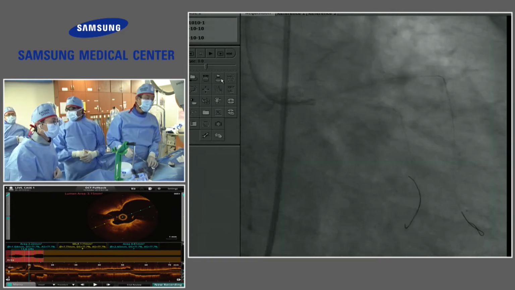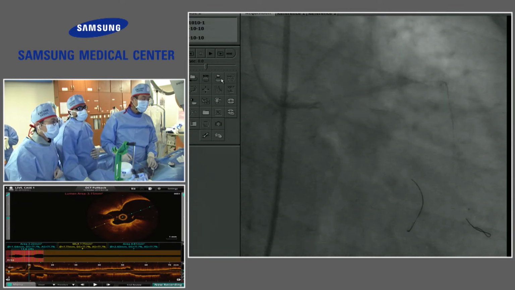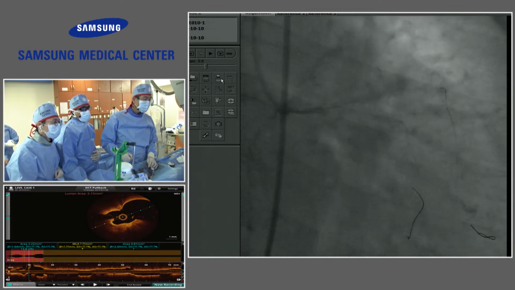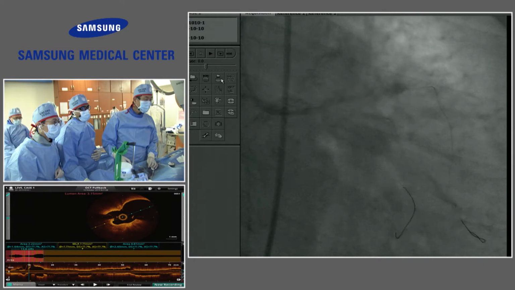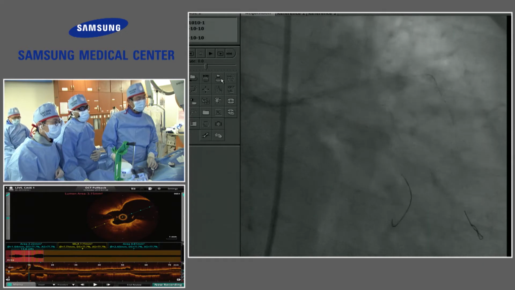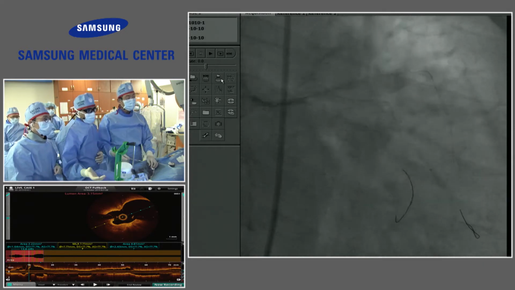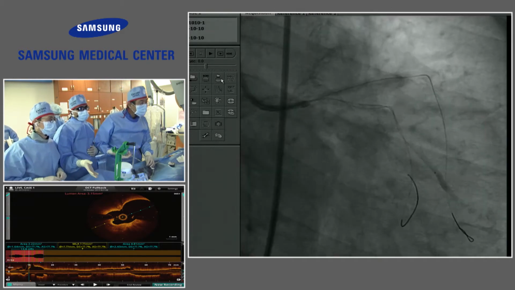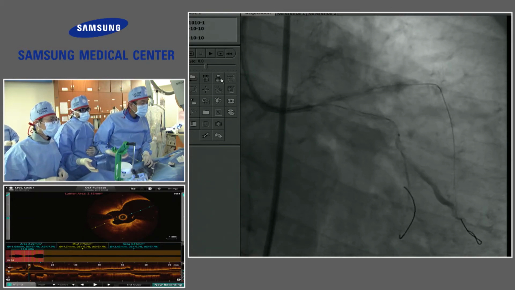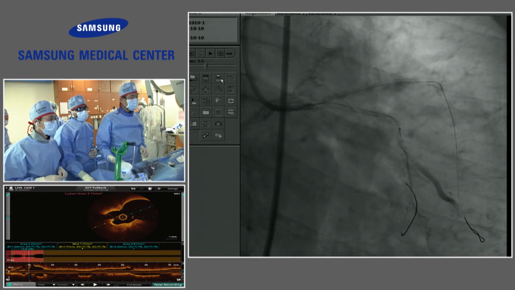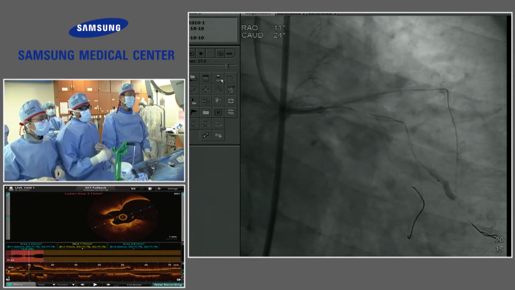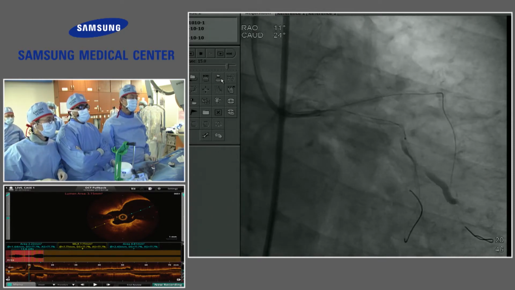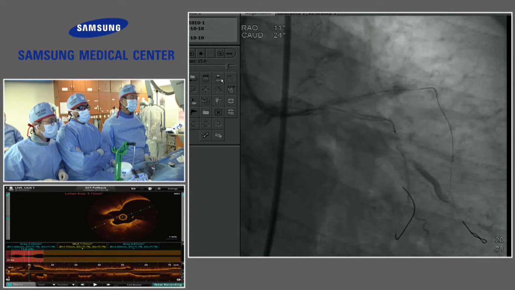Can you open the IVUS, please? Of course, we cannot understand what's going on. OCT is not great, but that's good, but it could be a flap. Okay, so we'll put the wire back down this vessel, and we're going to IVUS this. It looks like we are still in a subintimal dissection. So we may have to balloon this tract with a small balloon and let this heal.